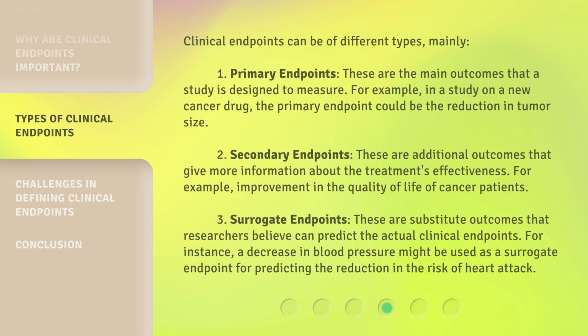3. Surrogate endpoints. These are substitute outcomes that researchers believe can predict the actual clinical endpoints. For instance, a decrease in blood pressure might be used as a surrogate endpoint for predicting the reduction in the risk of heart attack.